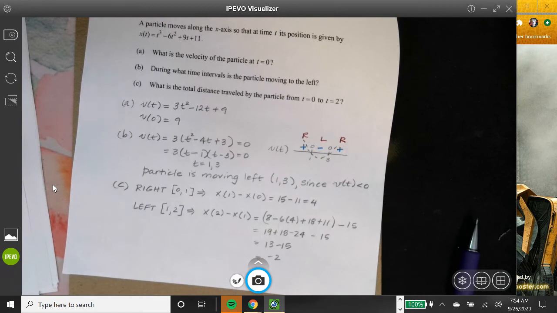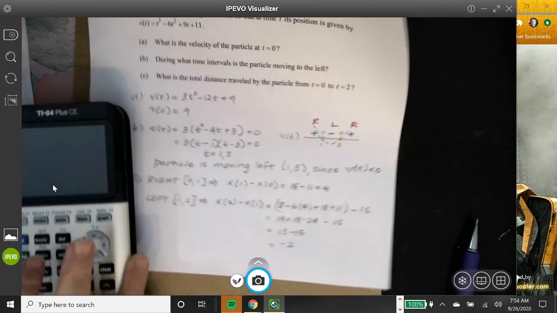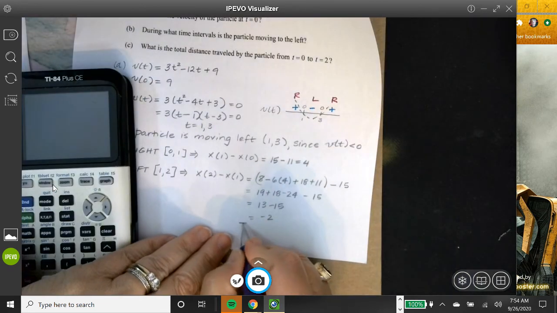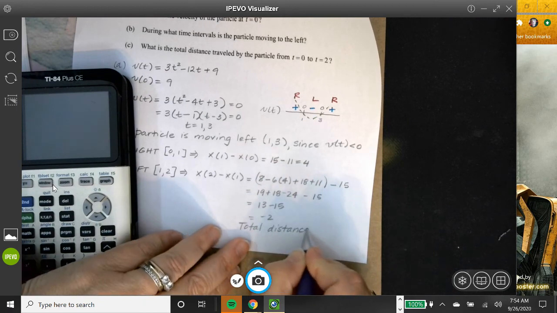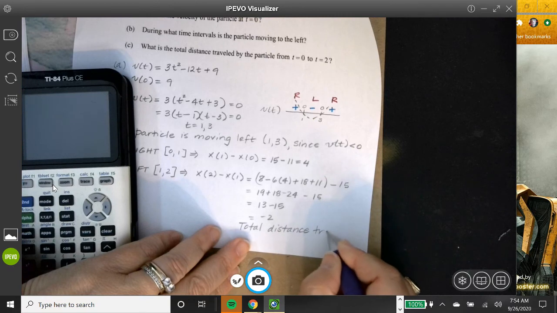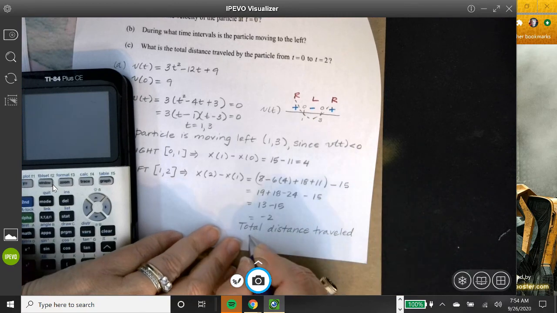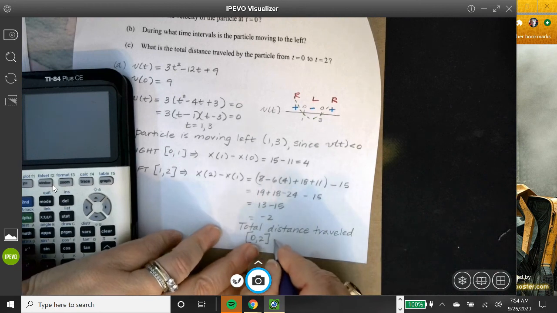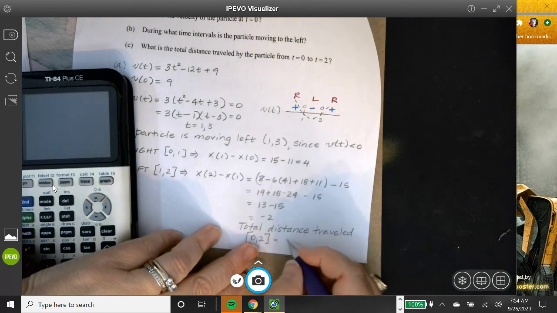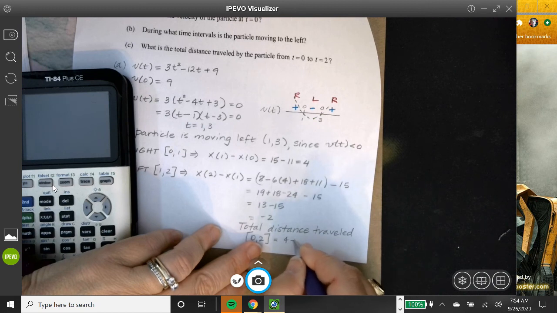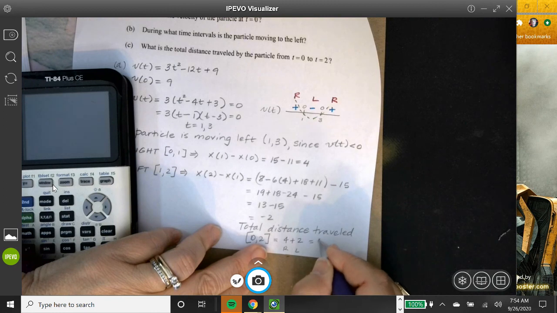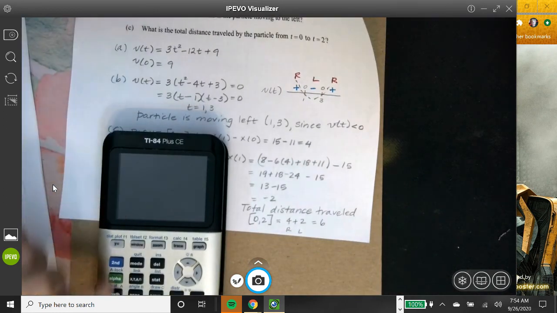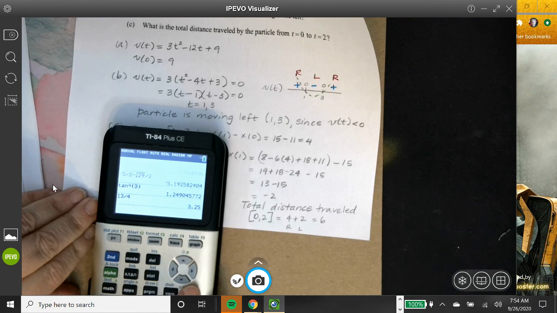So I think that's right. So let's check our answer. I'm suggesting that the total distance traveled between 0 and 2 is going to be equal to 4 plus 2, because this is how far I moved right and this is how far I moved left, and that will be 6. So let's make sure we're right, though, just before I end this video and have a wrong answer.